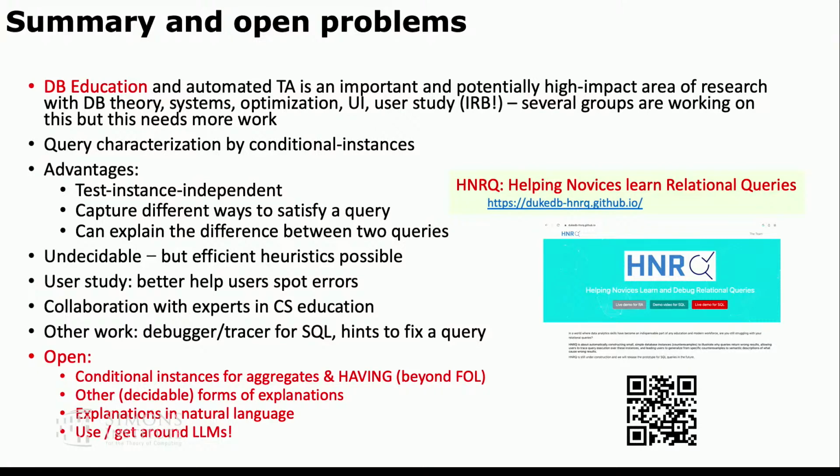What would be other decidable forms of explanation? As an instructor or teaching assistant, what form of explanation would you like to give students, can we capture that, can we formalize that, and can we have automated solutions to get to that? Of course, we want explanations in natural language, and a big question in this work is how to use or get around LLMs, because students can ask the LLM how highest is different from non-lowest, and they will probably get a good answer there.